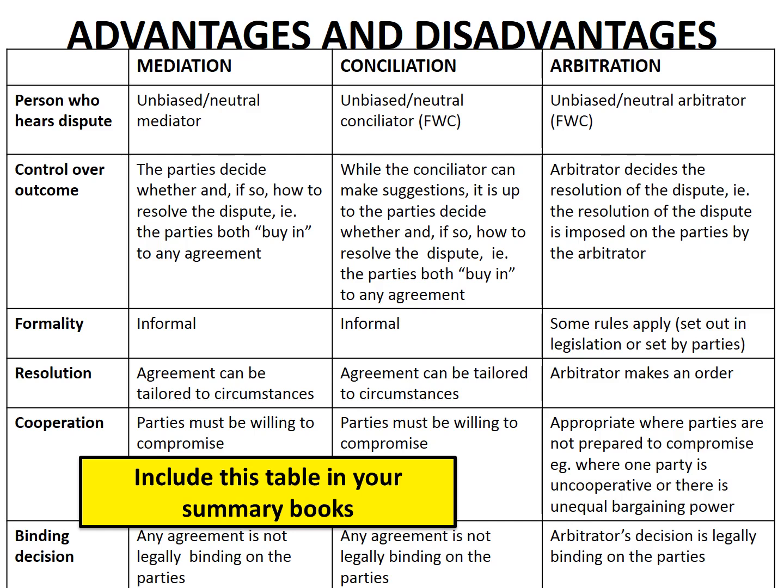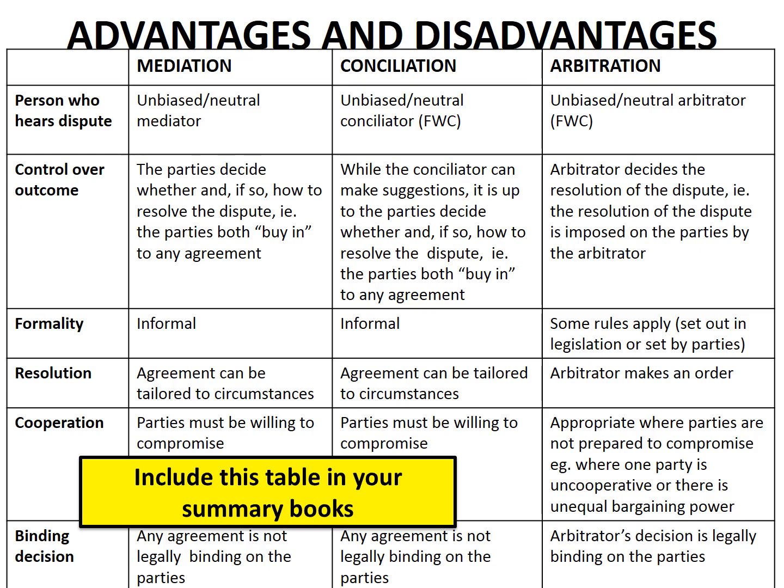For both mediation and conciliation, for it to work, that is, for the parties to reach an agreement, both sides must be willing to compromise to some degree. If the parties aren't willing to compromise, they're highly unlikely to reach an agreement in the first place.